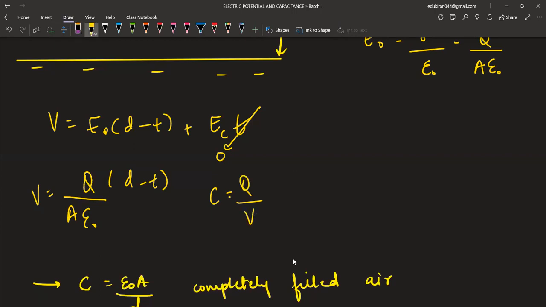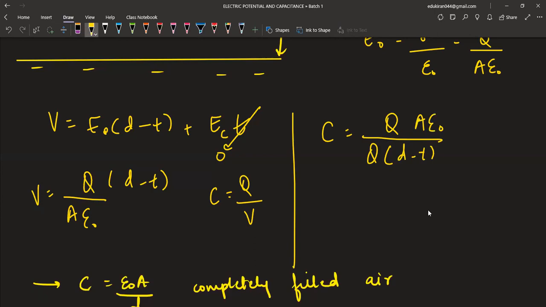So when you substitute the value of Q by V, Q by (Q D minus T) A by epsilon naught, this cancels. C is equal to A epsilon naught by D minus T.